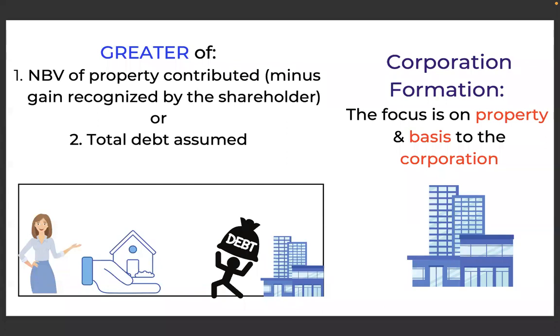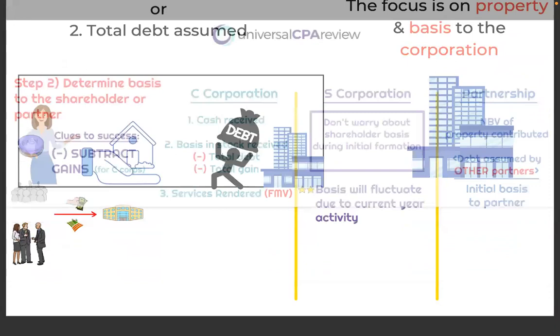Okay, there's a bunch of things they could contribute: cash, property, services, but the exam, for whatever reason, really wants to narrow your focus on how we're going to treat property during that initial formation. And it's always, once again, going to be the greater of the net book value of the property contributed minus any gains recognized by the shareholder or the total debt assumed.